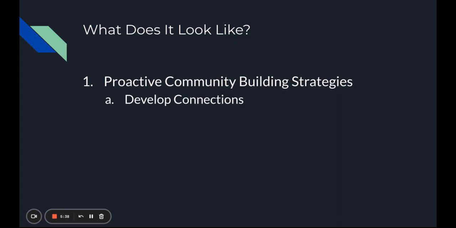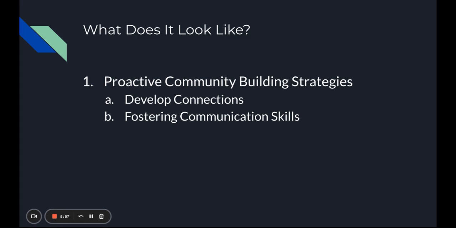And you can do this through developing connections, getting students familiar with one another, things that they like, dislike, and how is everyone as a person within the classroom. Getting them to know each other on a personal level is a great way to begin building a community within your classroom.